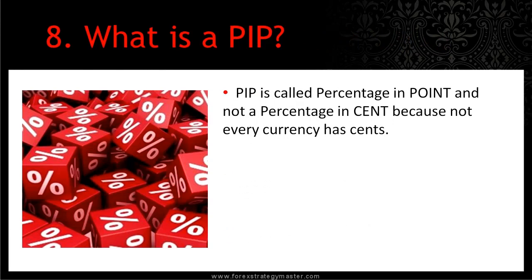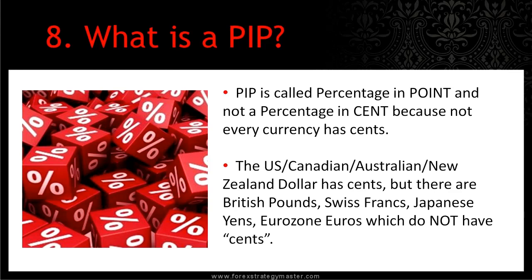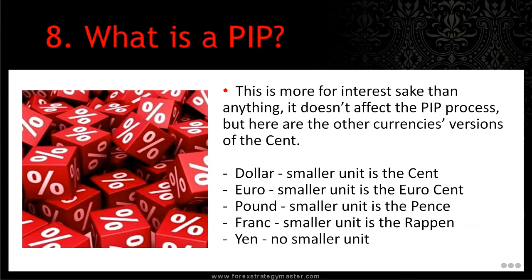Now, a pip is called a percentage in point and not a percentage in cent because not every currency has what's called cents. The US, the Canadian, the Australian, the New Zealand dollar, they all have cents, but there are British pounds, Swiss francs, Japanese yens, Eurozone euros, which do not have quote-unquote cents. Now, this is more just for interest's sake than anything else. Doesn't affect the whole PIP process, but here are the other currencies' versions of a cent.